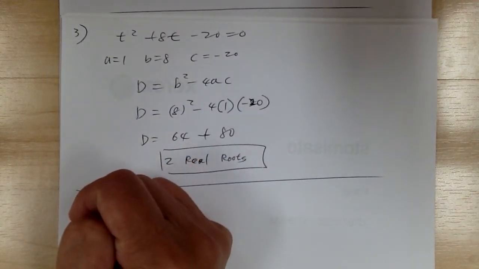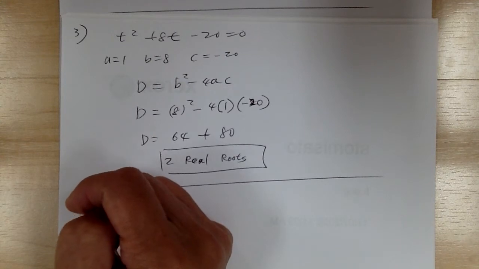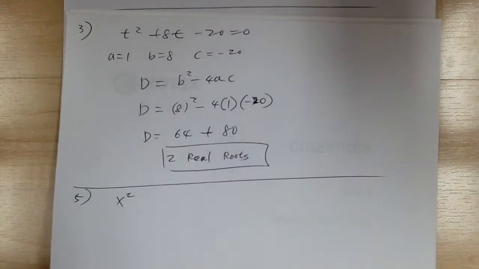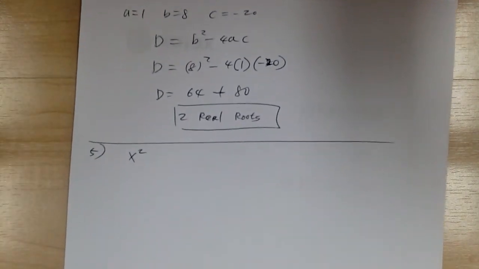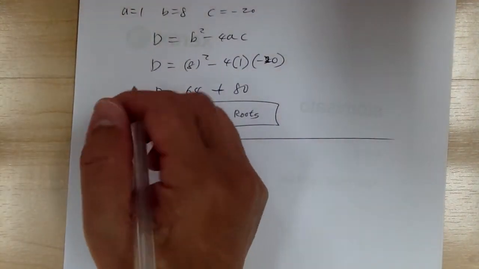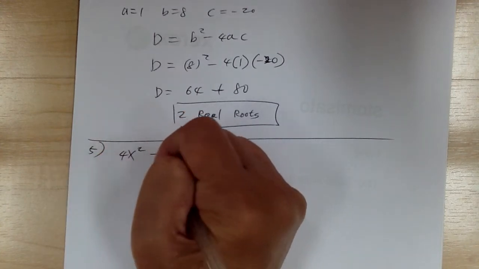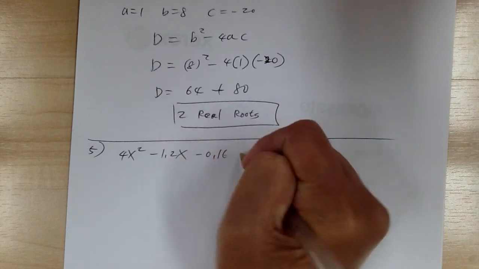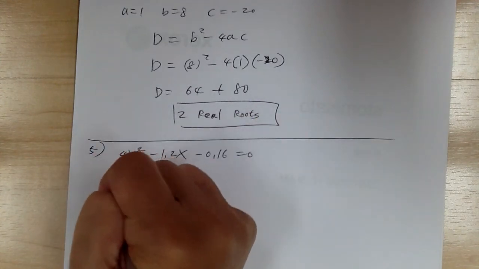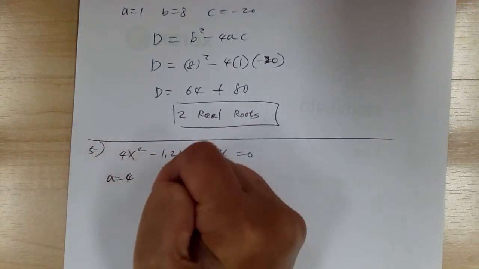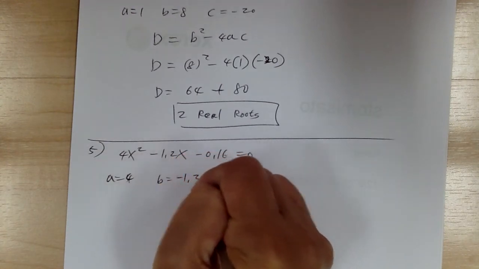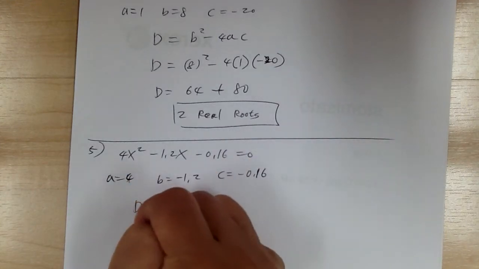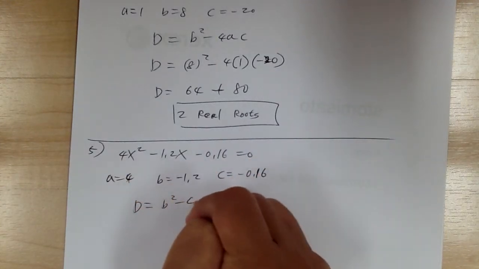Okay, number 5, you got 4x squared minus 1.2x minus 0.16 equal to 0. So a equal to 4, b equal to negative 1.2, c equal to negative 0.16. Okay, so d equal to b squared minus 4ac.